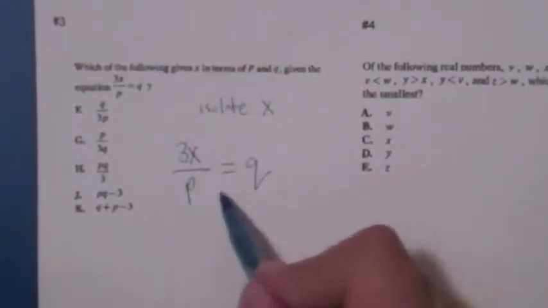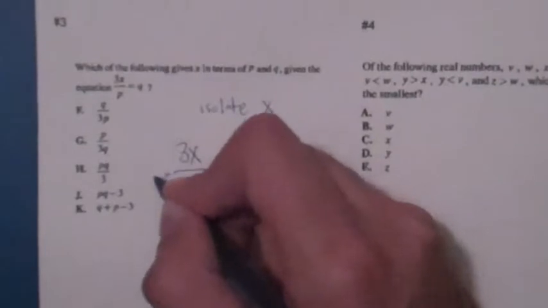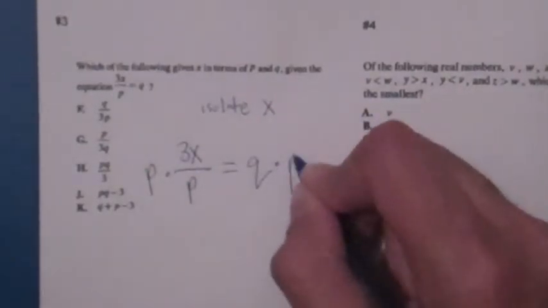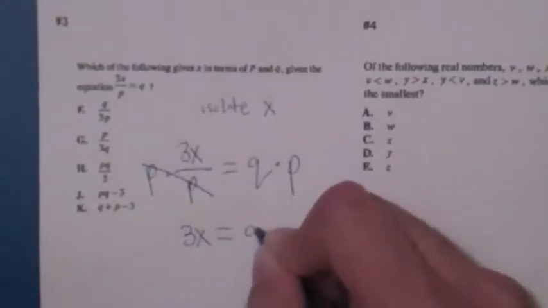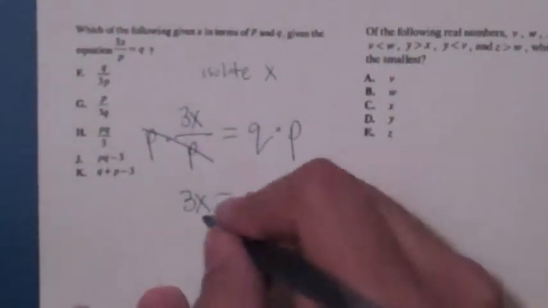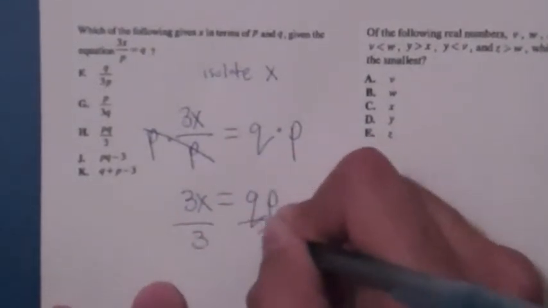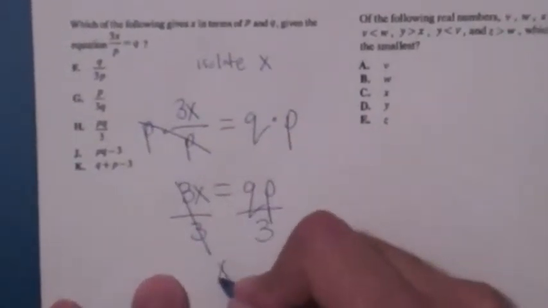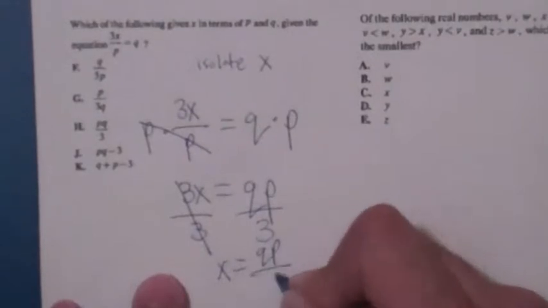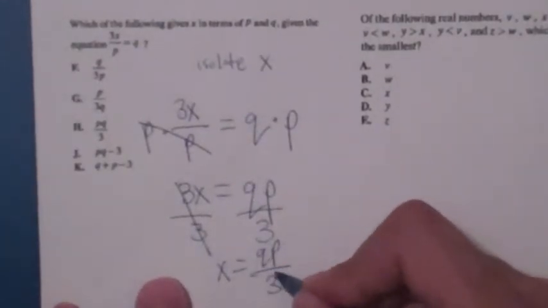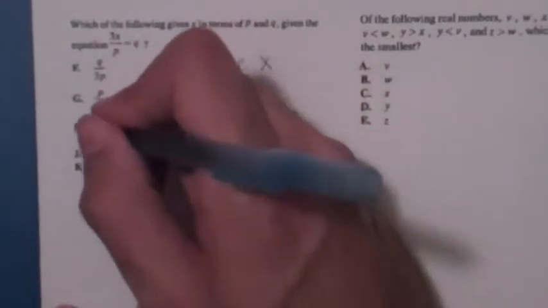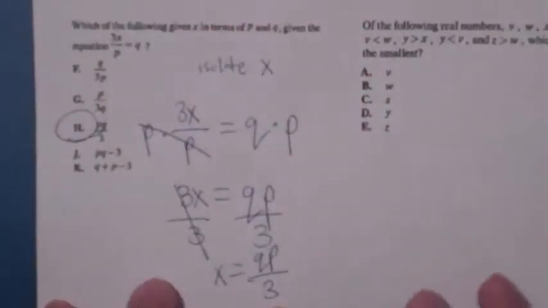The first thing I'm going to do is get rid of this divided by p, which I'll do by multiplying by p on both sides. These are going to cancel out. I just get 3x equals q times p. So I'm almost done. To get x by itself though, I just have to divide by 3. So my answer ends up being x equals q times p over 3, which is the exact same thing as p times q over 3, which is choice H on that one.